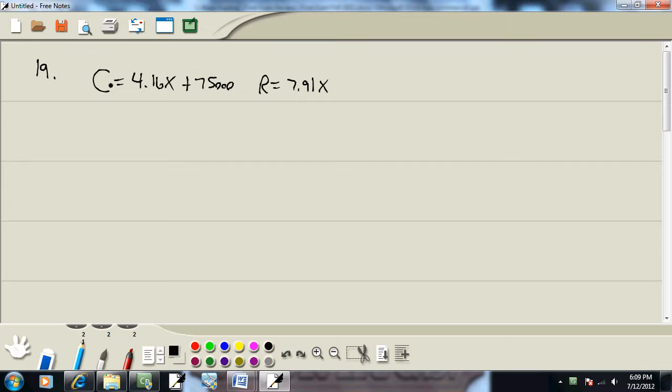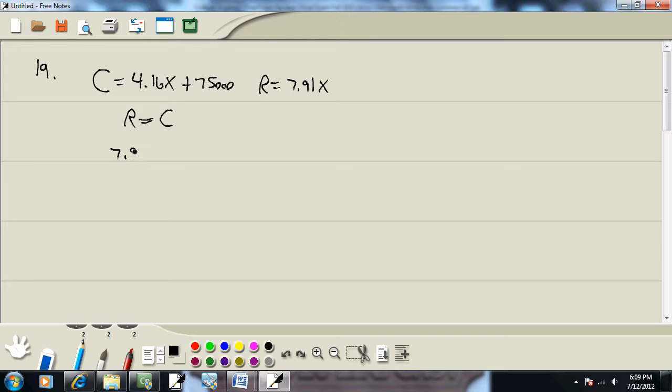Well, this is how much we're paying out, our costs, and 75,000 is our fixed cost. That's how much we have to pay no matter what. And then if we got 100 units, then you put 100 in for x, and that's your variable part of your cost. For our revenue, we'll put in 100 here, and that tells us how much our revenue is. So the break-even point is when your costs are at least paid for by your revenue. So it's where R is equal to C.